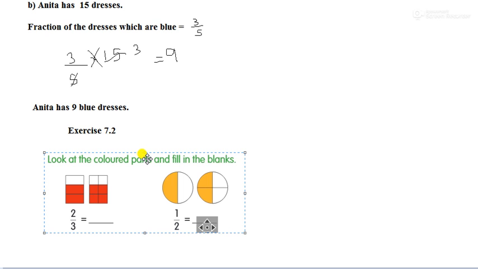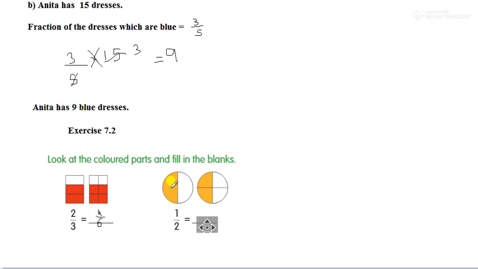Look at the colored part and fill in the blanks. So colored parts are 1, 2. It's 2 by 3. Total parts is 1, 2, 3. Colored part is 2. So 2 by 3. Here total parts is 1, 2, 3, 4, 5, 6, and the colored part is 4. So here 4 by 6.